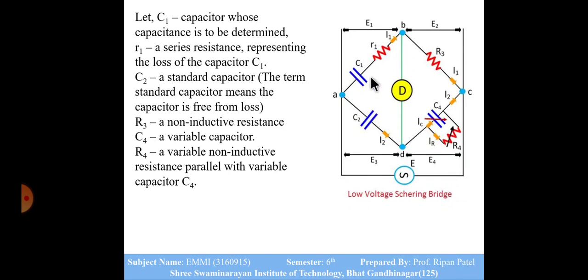Schering bridge. Okay, so here you can see the capacitor C1, and the value of that resistor, that is R1, C2, then we have a capacitor C4, that is R4 is connected across that. Okay, so let's say C1 is the capacitor whose capacitance is to be determined, R1 a series resistance representing the loss of capacitor C1. ओके, उसको रिप्रेजेंट करेगा. C2 क्या है? स्टैंडर्ड कैपेसिटर है C2.